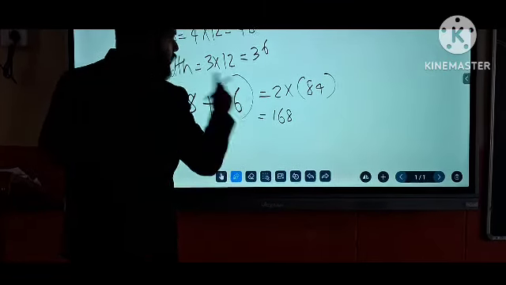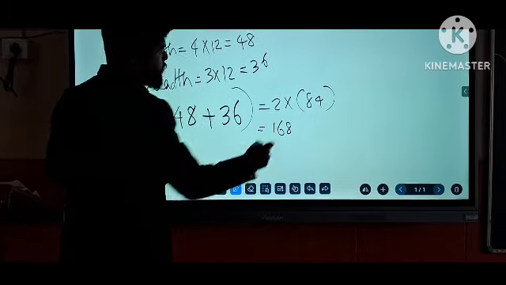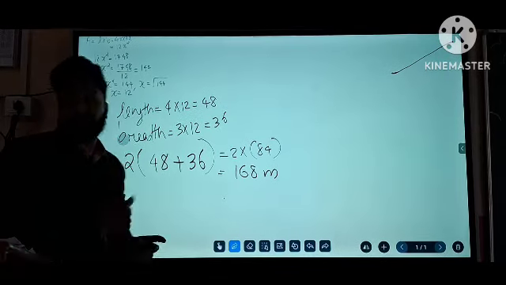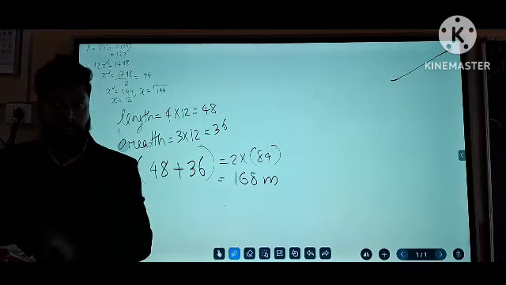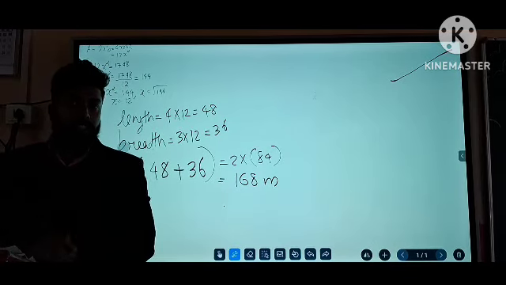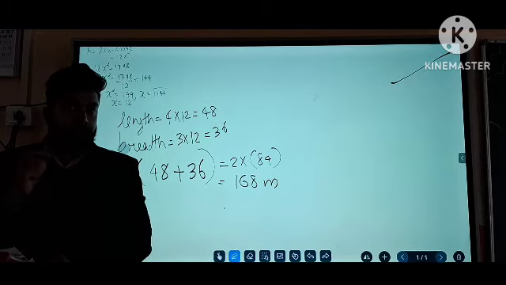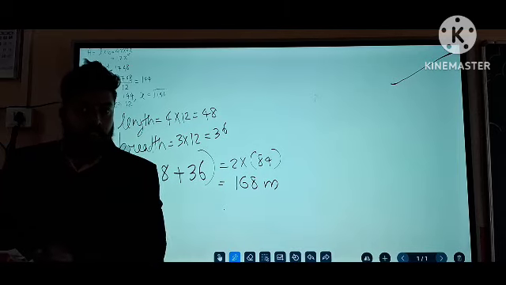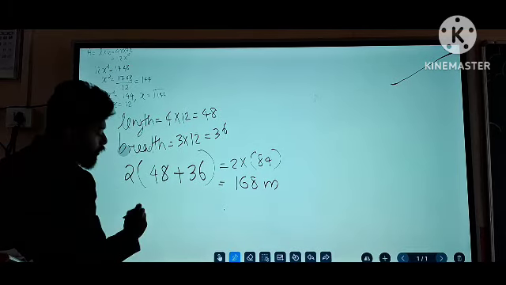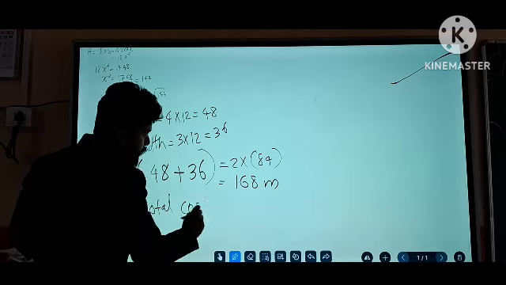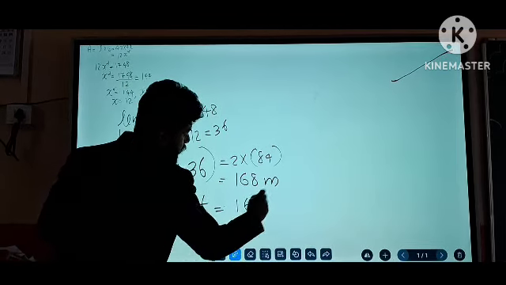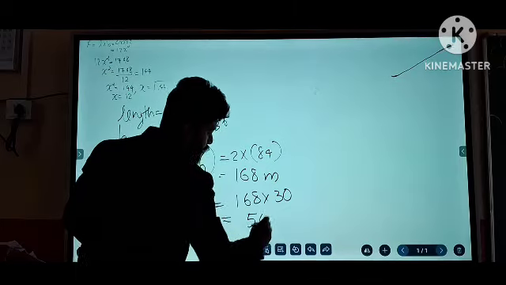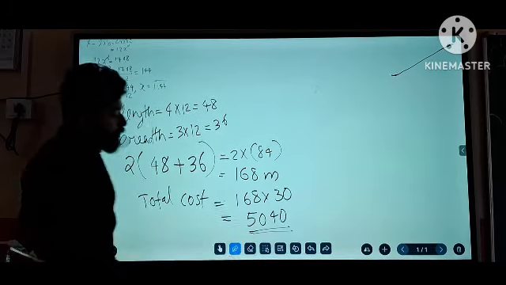168, what is the unit? It is perimeter, right? So the unit is meter: 168 meter. Because we want to calculate the total cost of fencing. It is given that it costs 30 per meter. So we have to fence the total boundary, and for 1 meter it will cost 30, and total 168 meter is there. So what is the total cost of fencing? Total cost is equal to 168 into 30. So what is the answer? Yes, 5040 rupees.